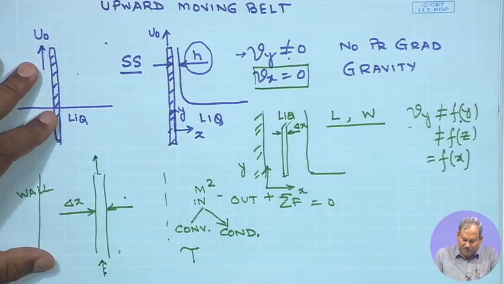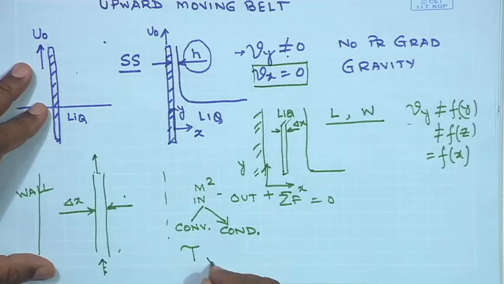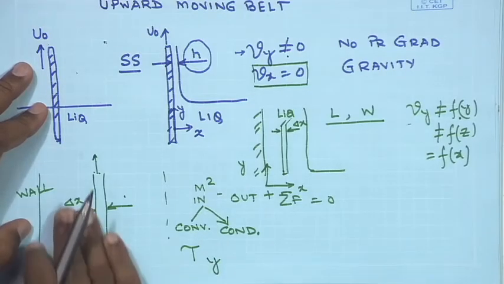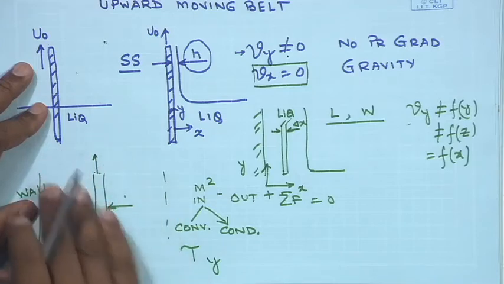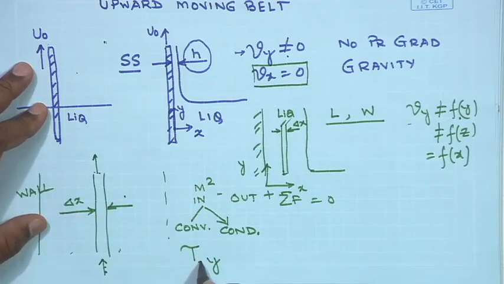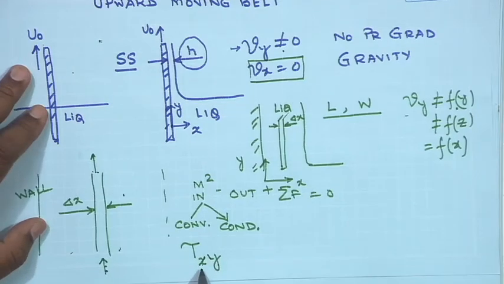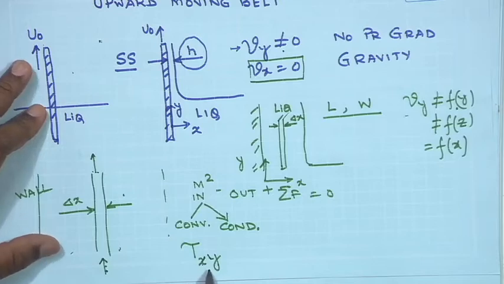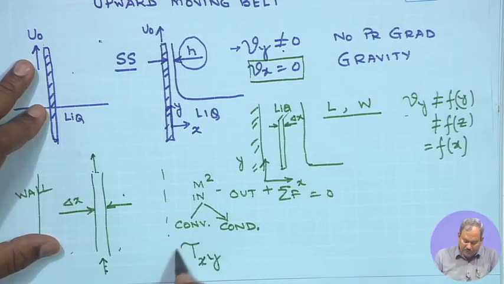Now, what is going to be the subscript of tau? The first subscript would be the direction in which the motion is taking place. In this specific problem, the motion is upwards in the plus y direction. As a result of motion in the upward direction and variation in velocity, the momentum gets transported in the x direction. So, the subscript of tau would be tau x y in this case, y momentum gets transported in the x direction. So, tau x y is going to be the shear stress.